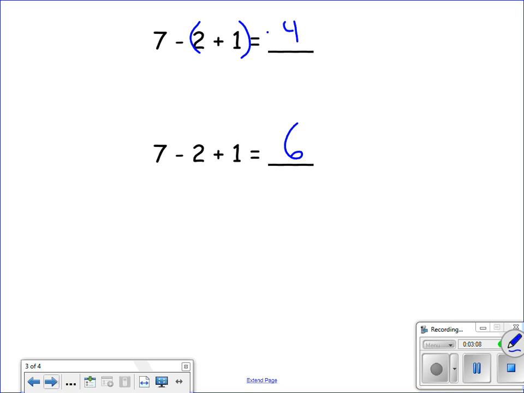If I put parentheses around 7 minus 2, that would give me 5, plus 1 gives me 6.